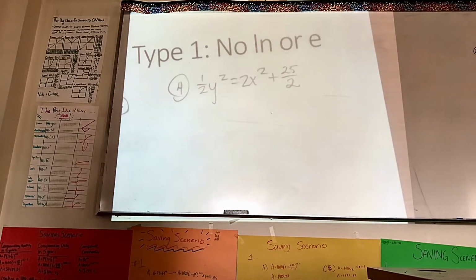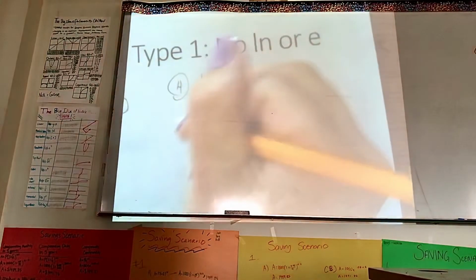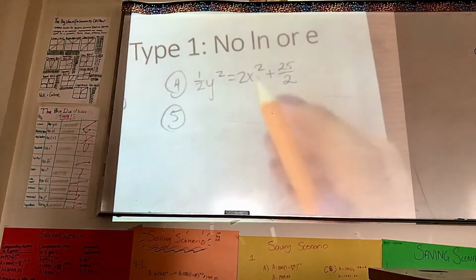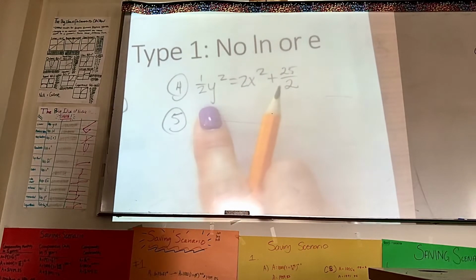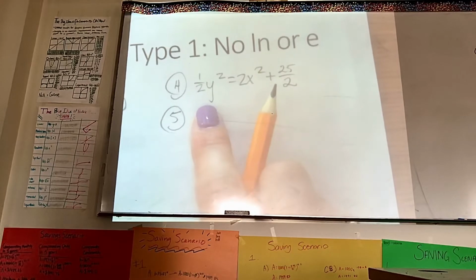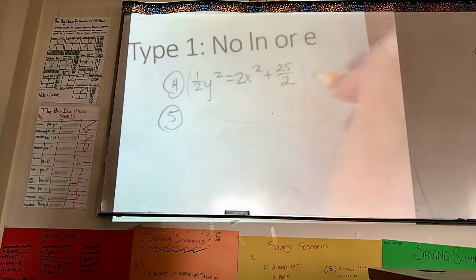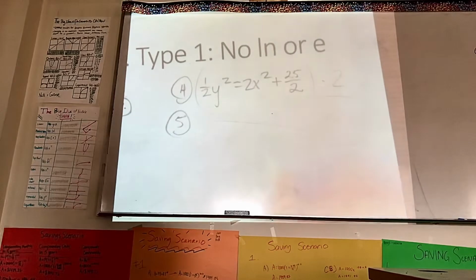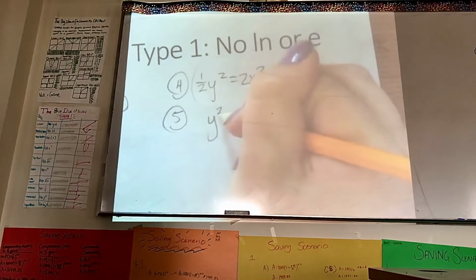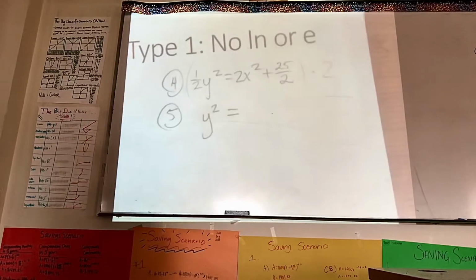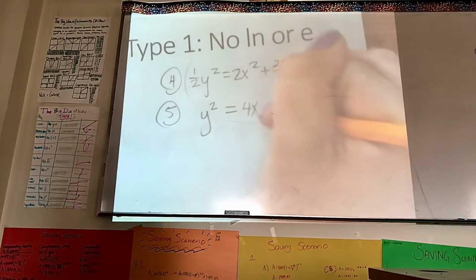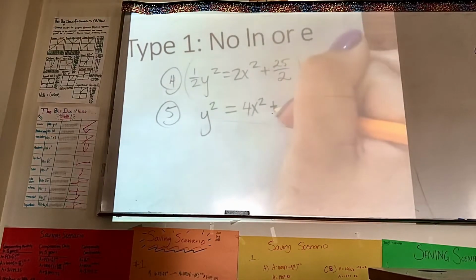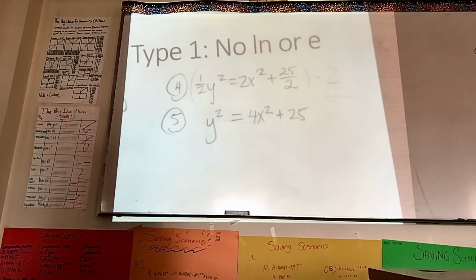And then step 5 is we want to solve for y. Get y isolated in just a y equals. So what should I do first to solve for y? Yeah, I agree, multiply by 2. So 1/2 y squared times 2, so it would be y squared equals, what's 2x squared times 2? Plus 25. There you go.